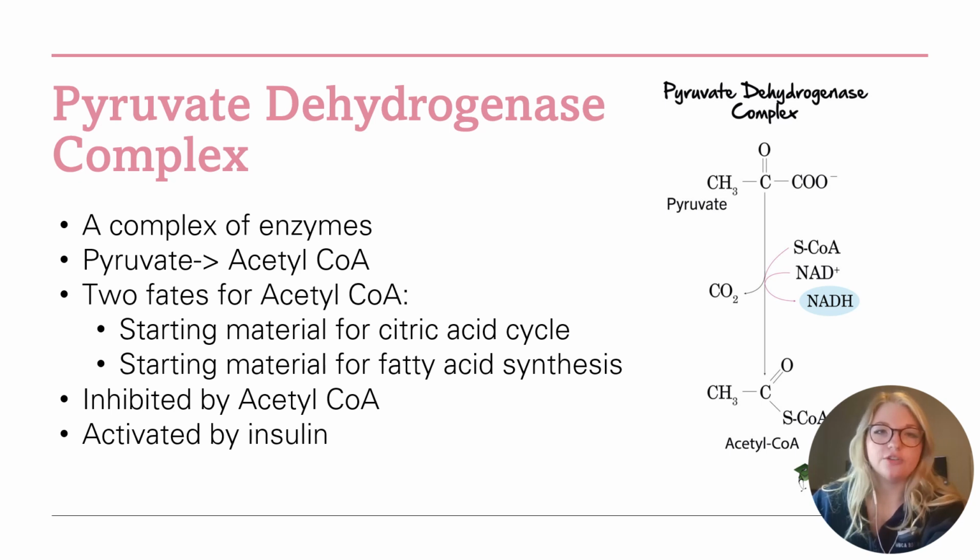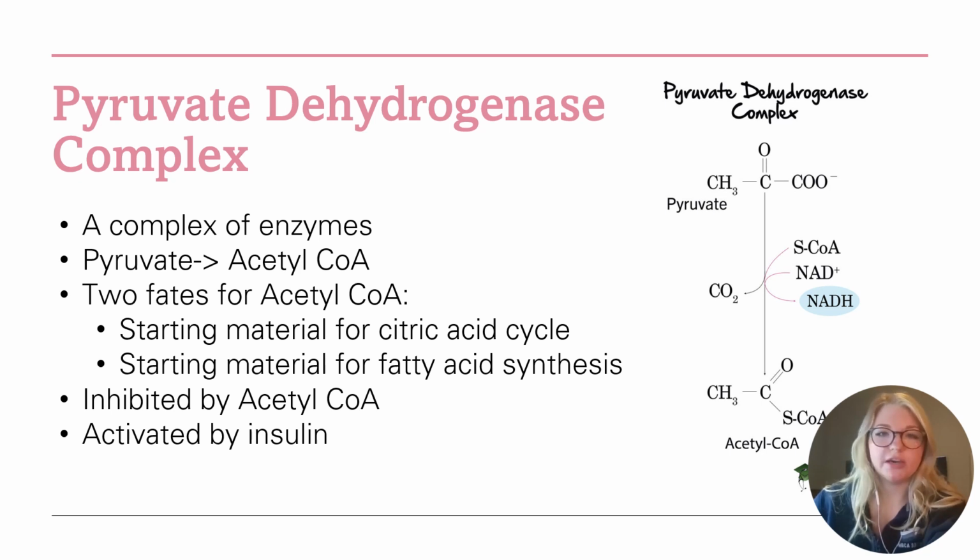The pyruvate dehydrogenase complex is composed of a set of enzymes responsible for taking the end product of glycolysis, pyruvate, and converting it to acetyl-CoA. As we already know, acetyl-CoA is the starting substrate for the citric acid cycle, but is also the starting material in fatty acid synthesis. When there are elevated levels of insulin in our blood, it activates pyruvate dehydrogenase complexes to produce acetyl-CoA, which will go on to produce more ATP as well as fatty acids for long-term energy storage, but this complex is actually inhibited by acetyl-CoA.